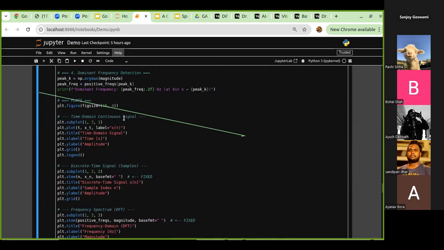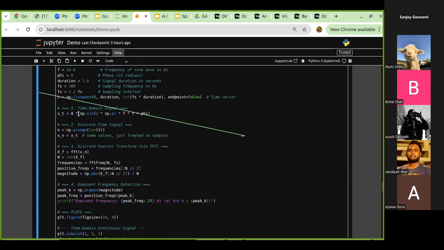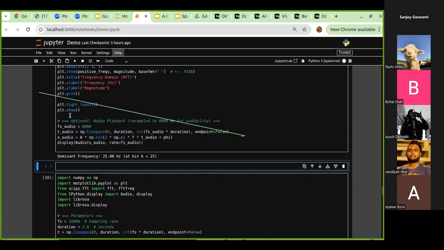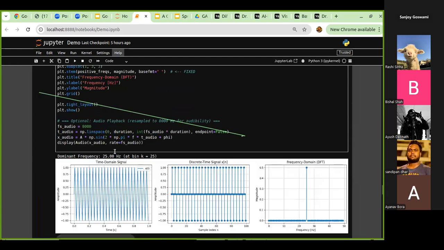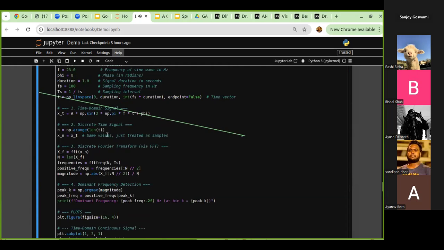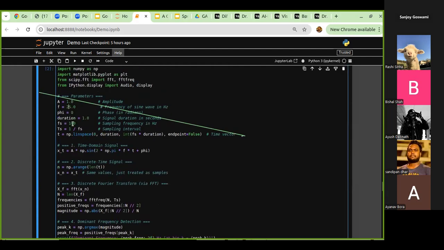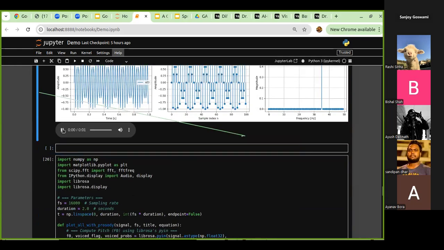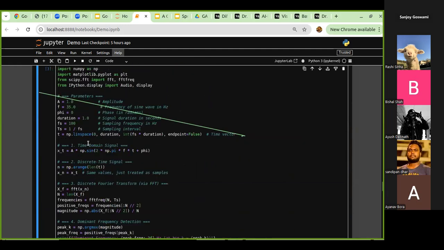But let me take some higher value of frequency. Maybe 25. I guess very, very high bass you can hear. Let me take a higher number. 35. Still not audible. Let me take a higher number like 55.